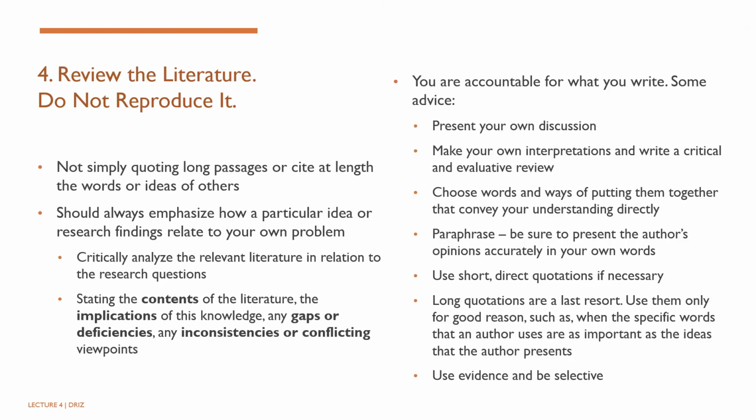Number 4 is to review the literature and not to reproduce it. Remember that what you are doing is a review of the literature. This means that you are presenting your own discussion of existing literature, not simply quoting long passages or citing at length the words or ideas of others. Because of this, it is best to avoid direct quotations. Instead, paraphrasing or restating it in your own words is the best way to do it. You should always emphasize how a particular idea or research findings relate to your own problem. In other words, what you're doing is evaluating prior work to shed light on your own study.